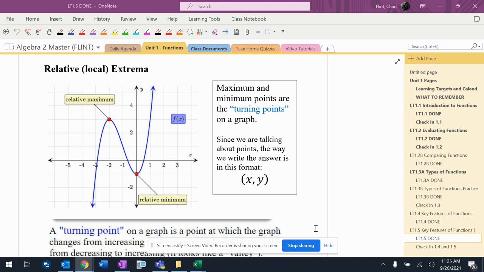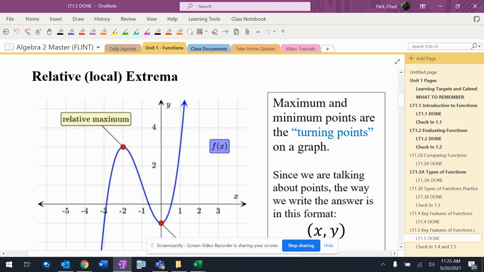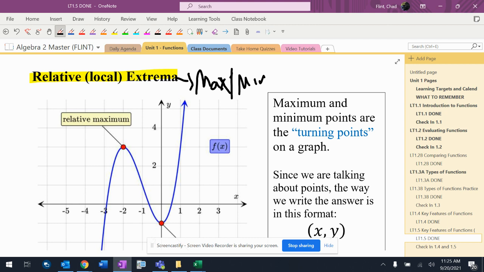All right, let me think about the right way to say this. This is the fancy way to say this: relative local extrema. Extrema means max, min, means extreme. You'll hear me call them turning points, which is right here.